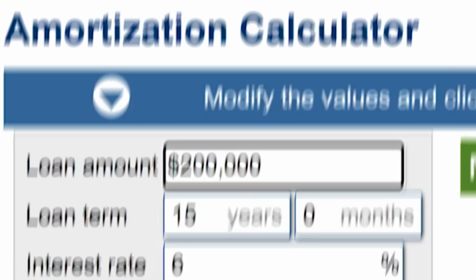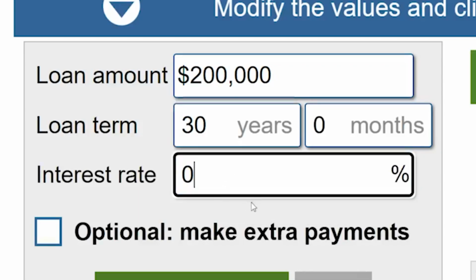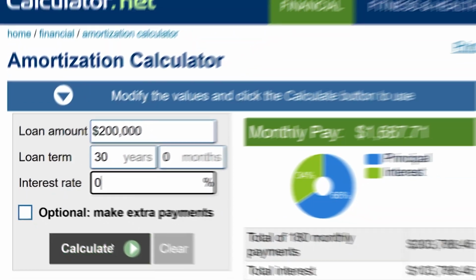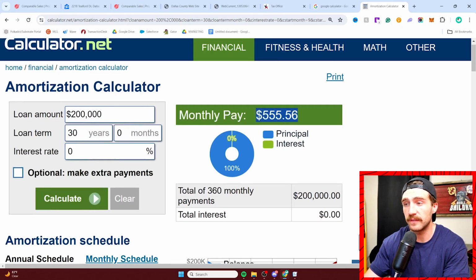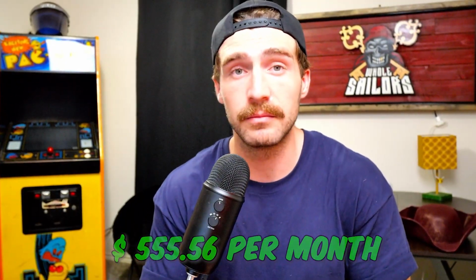But before you give a number, this is what I want you to do. Open up an amortization calculator, put the purchase price of the house, put 30 years. Always start at 30 years, guys. Put 0% interest. Always start at 0% interest. And then calculate. $555. That means if I put $0 down and paid 0 interest over the next 360 months, the seller would receive $555 per month. That would be my first offer.